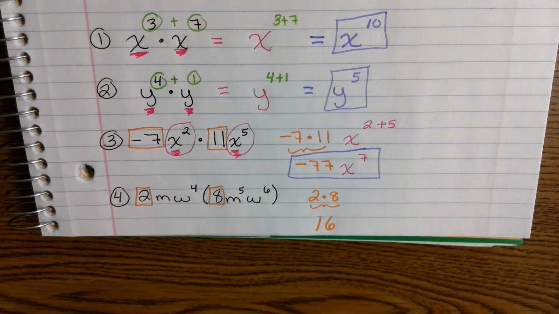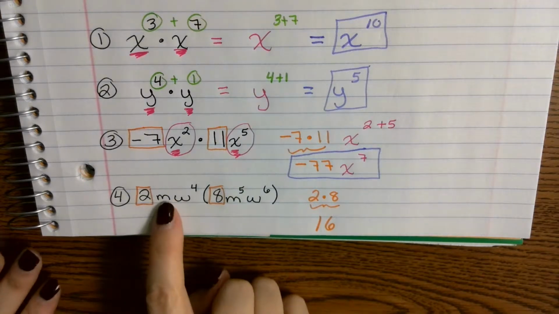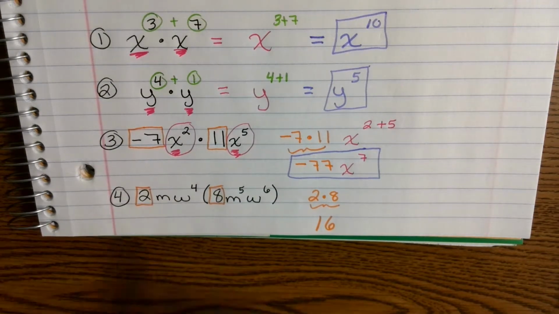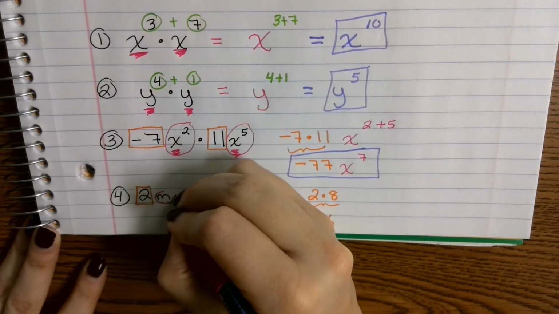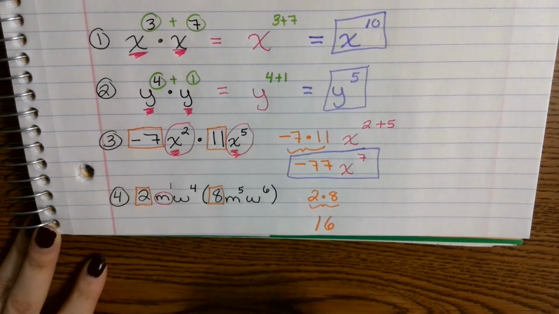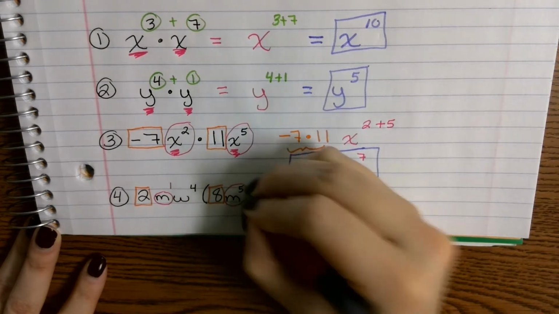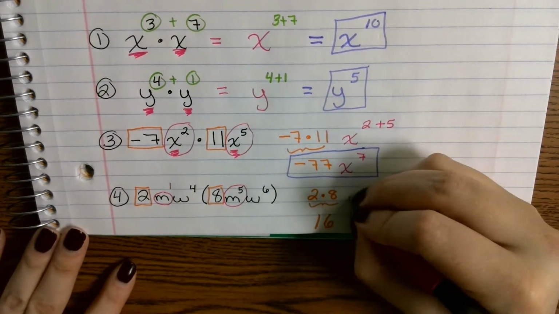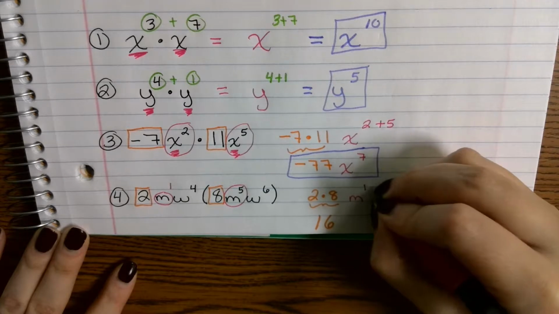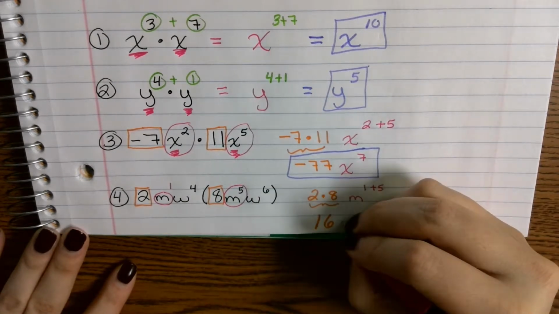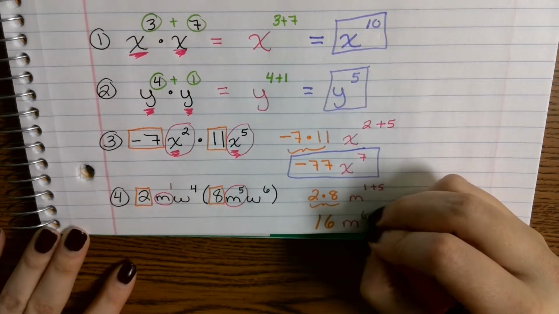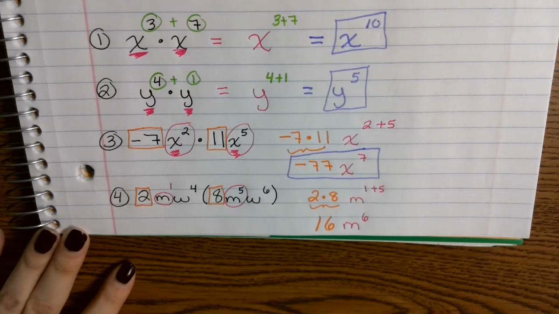Okay, now I go to my first variable. My first variable is an m. Do I have another m? Yes, I do. I have another m. So I have m to the first power and m to the fifth power. So I really have m to the first plus fifth power, which is m to the what? Sixth. So we have m to the sixth power.